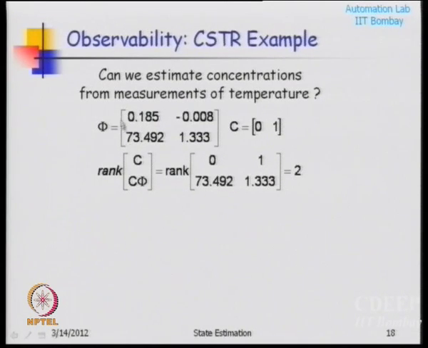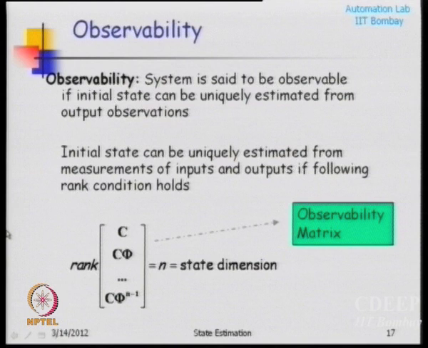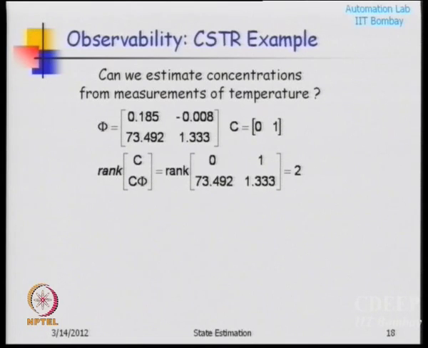So, if I construct this matrix C, C phi, what is n? N is equal to 2. Look at this matrix, it should be C, C phi, up to C phi to the power n minus 1. When there are two states, you just need two things. The rank of this matrix is 2, which means you are guaranteed to get estimates of concentration just from temperature measurements.